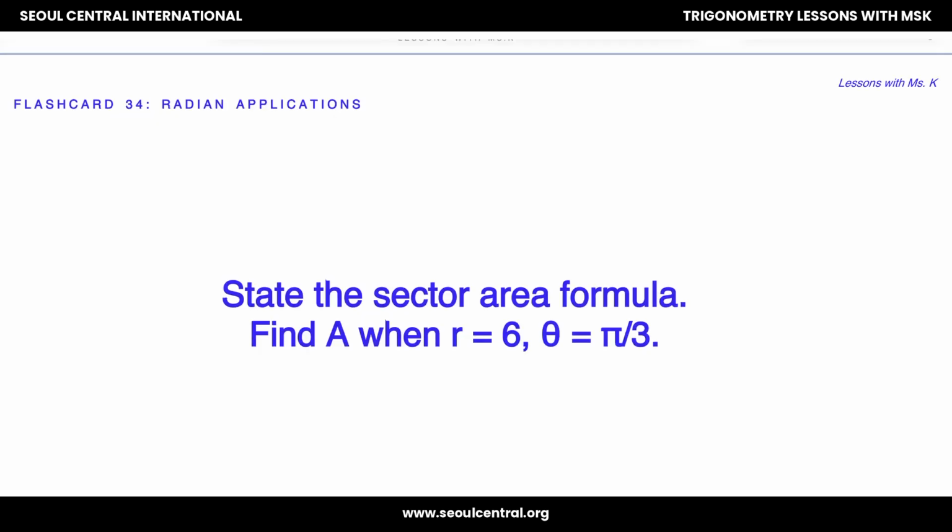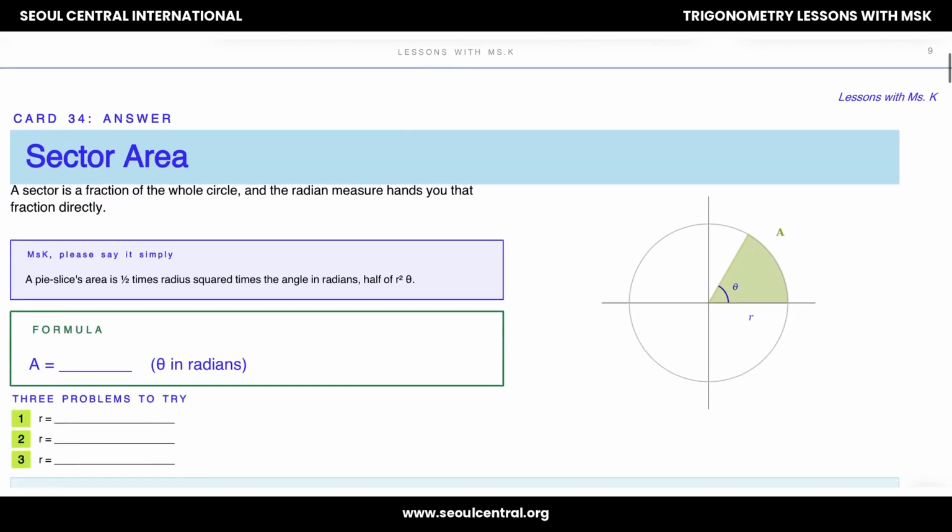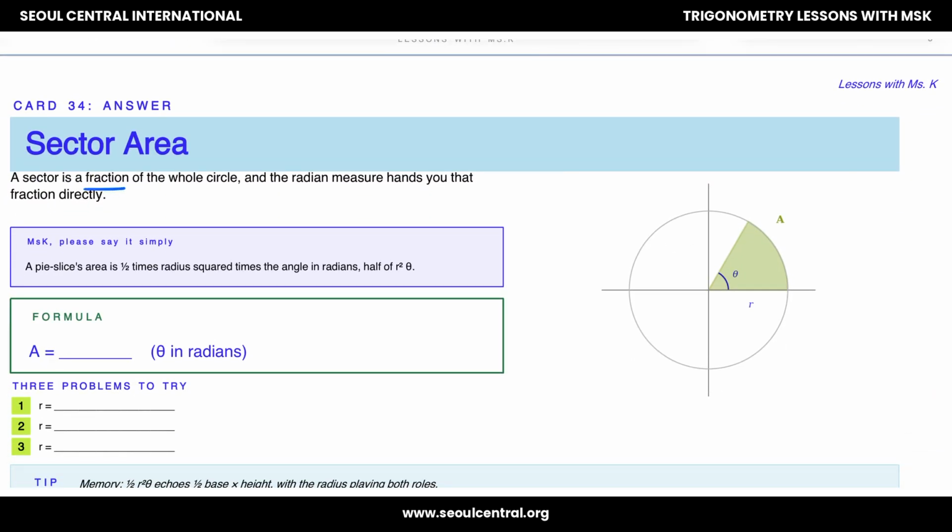Flashcard 34. State the sector area formula and find A when r equals 6 and theta equals pi over 3. Sector area. A sector is a fraction of the whole circle, and the radian measure hands you that fraction directly. To say it simply, a pie slice's area is 1/2 times radius squared times the angle in radians, half of r squared theta. So the formula is area equals 1/2 r squared theta, and theta is in radians.